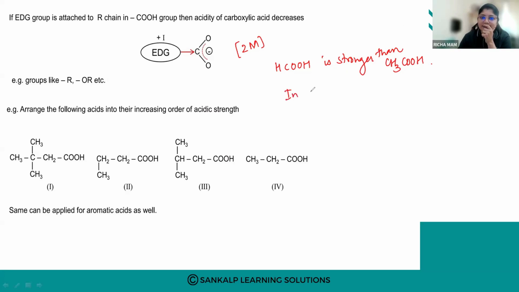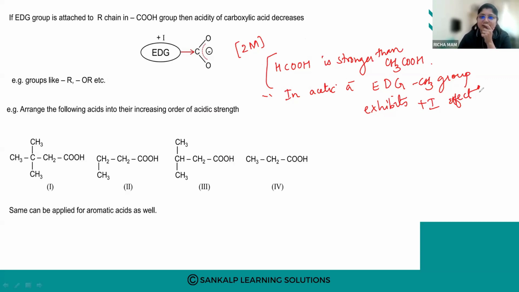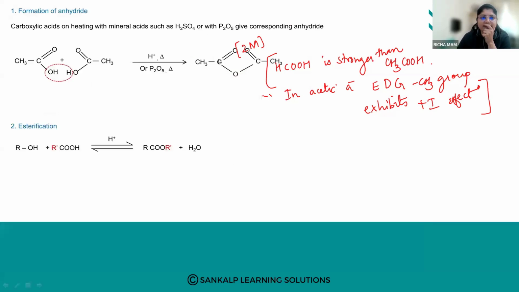The reason you have to mention is that in acetic acid, the methyl group, an electron donating group, exhibits the plus I effect. So in acetic acid, there is a methyl group present, and that will exhibit the plus I effect. So like this, a 2 marks question. Understood? Is it clear? Now let us see the same for aromatic rings.